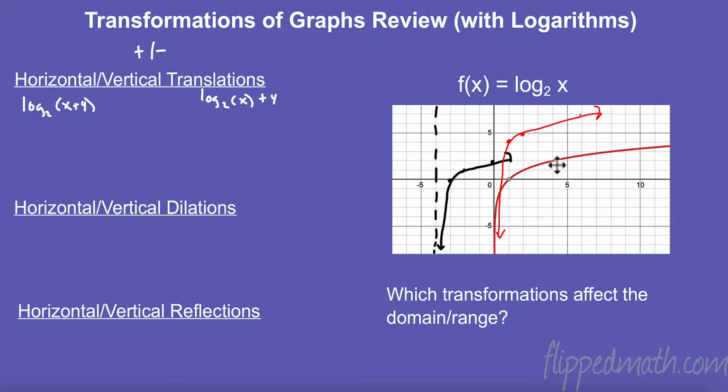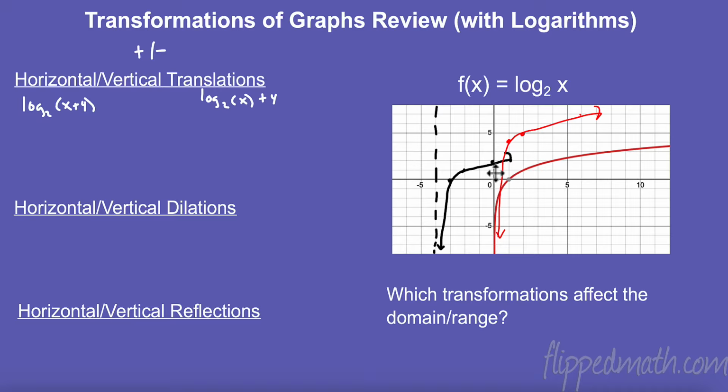So if you think about it, let's look at this. What changes here? Does our range change by moving it left or right? No, our range is still all real numbers. Same thing with the vertical, right? It's all real numbers. So our range never changes.